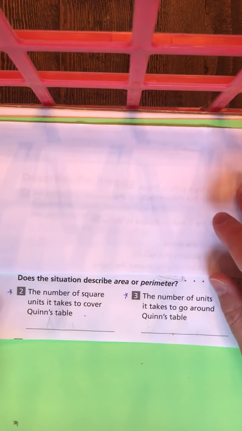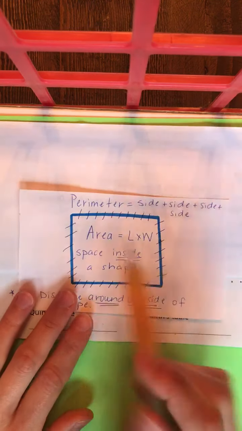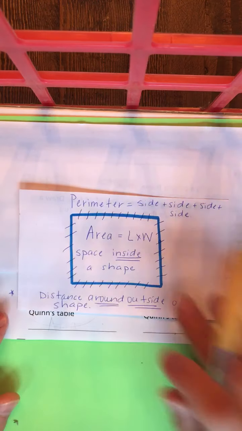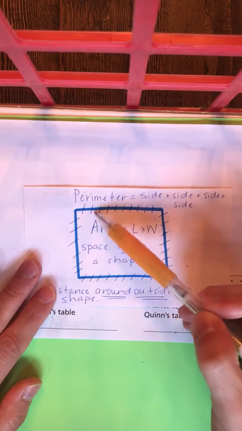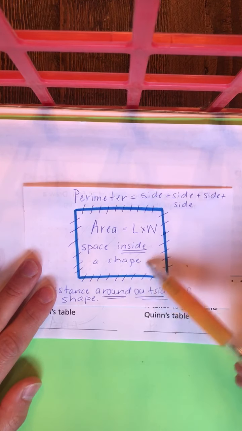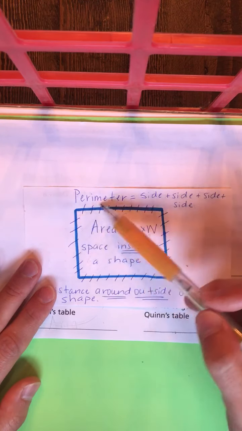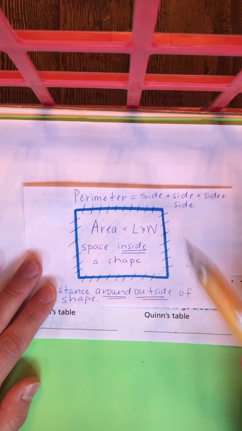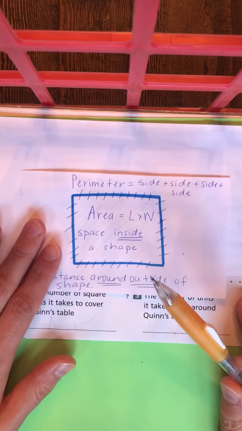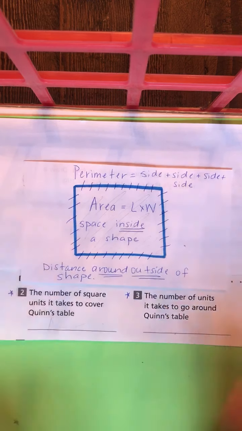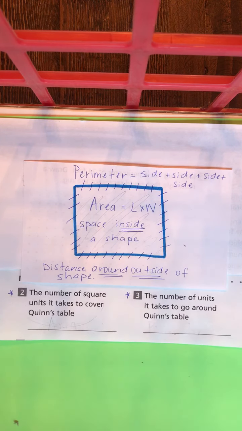Let's take a look at number 2. Number 2 says, does the situation describe area or perimeter? So they want to know, is this area or is this perimeter? The number of square units it takes to cover Quinn's table. Well, let's pretend that this is Quinn's table, okay? If we cover the table, we are looking at the area or the space inside the shape. So if we're finding the space inside the shape, is that area or is that perimeter? Very good. It's area, right?